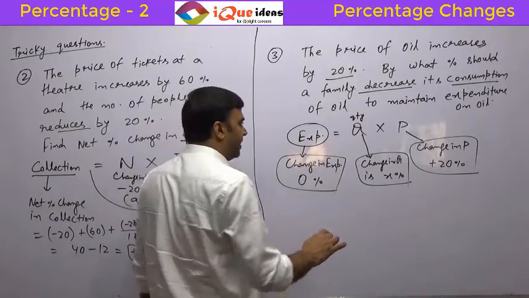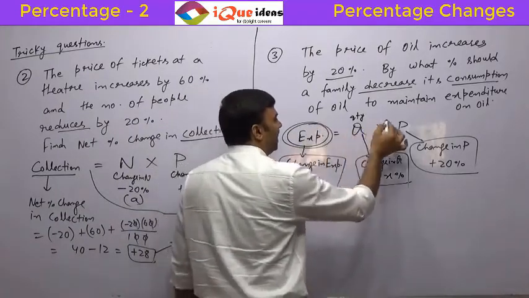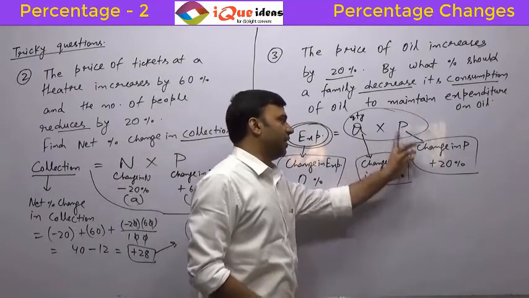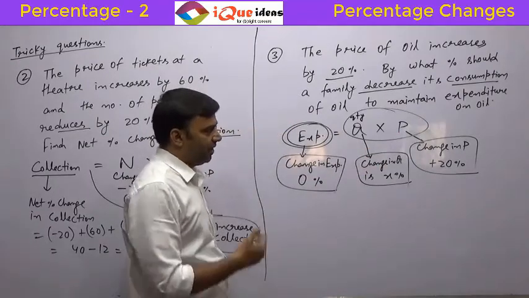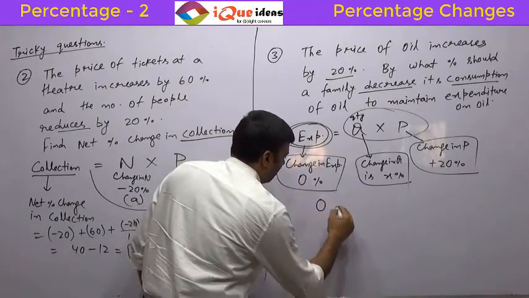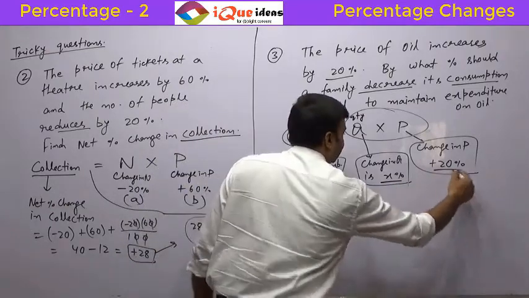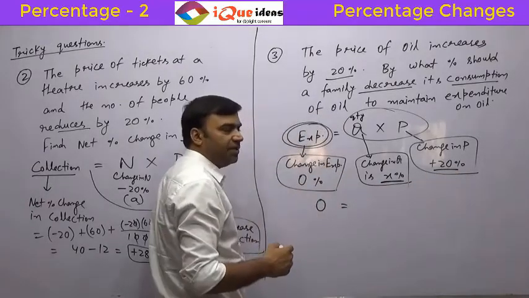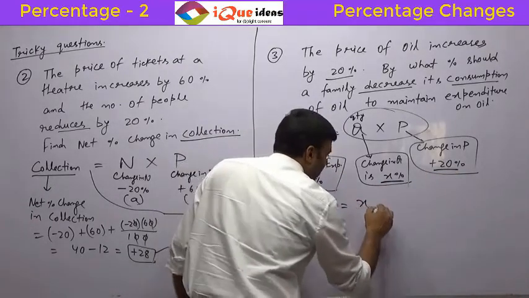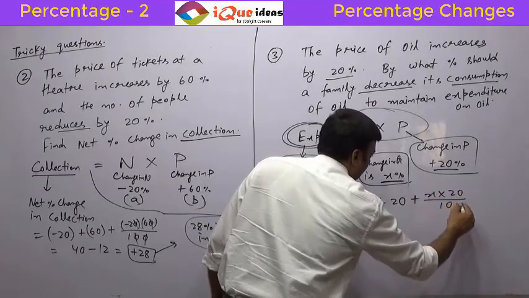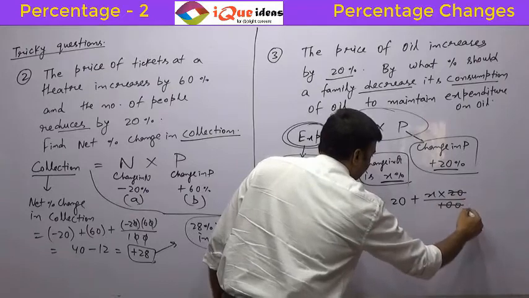What we need to memorize is that the change in expenditure has to be the successive change of changes in these two items because it is a product. We have already seen and explained this earlier also. So the change in expenditure, which is 0, is equal to the successive change of X and 20. Now how would you write successive change of X plus 20? You apply the formula A plus B plus AB by 100. So X plus 20 plus X into 20 upon 100. Right? 20 cancels 100 5 times.